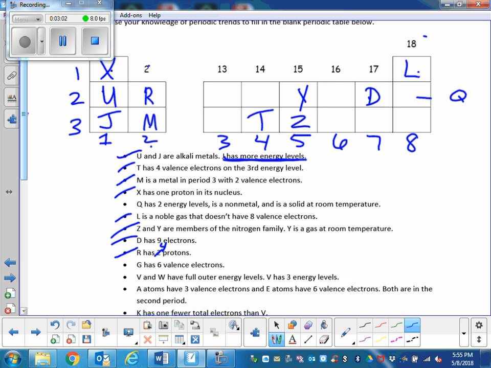G is going to have 6 valence electrons, so if I go over here to G, I don't know where G is going to fall, but I know it's going to have 6 valence electrons, so it's somewhere in that group. V and W have full outer energy levels, and V has 3 energy levels. So full outer energy levels means that they're going to be in my noble gas family, so V and W will be in my noble gas family, and V has 3 energy levels, so that puts V here and W here.